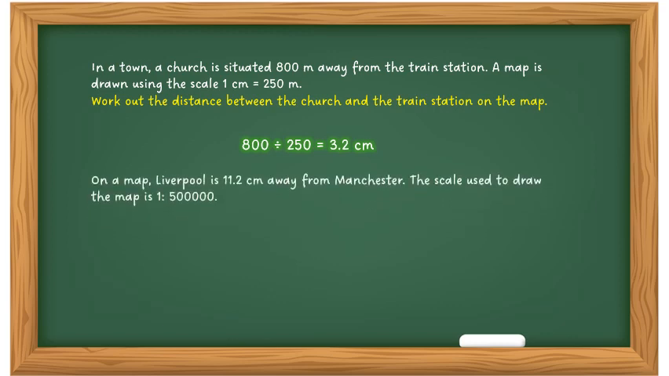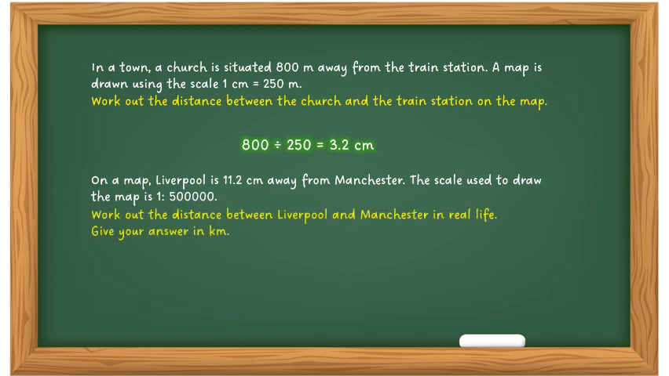Now on a map, Liverpool is 11.2 centimetres away from Manchester. The scale used to draw the map is 1 in 500,000. Now remember, that's in centimetres. Work out the distance between Liverpool and Manchester in real life. Give your answer in kilometres.